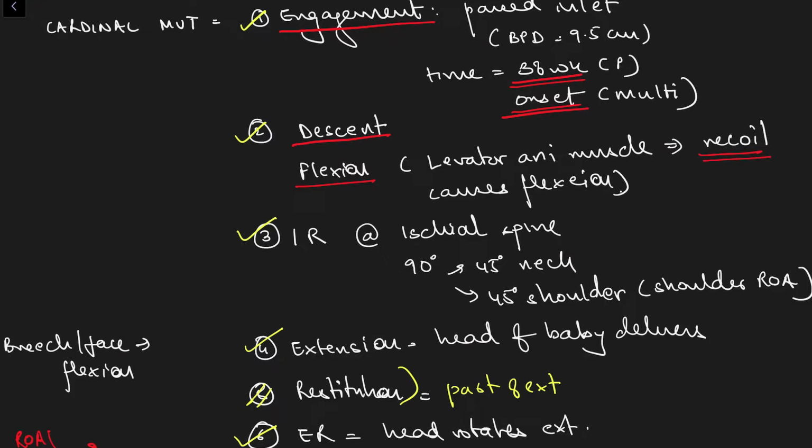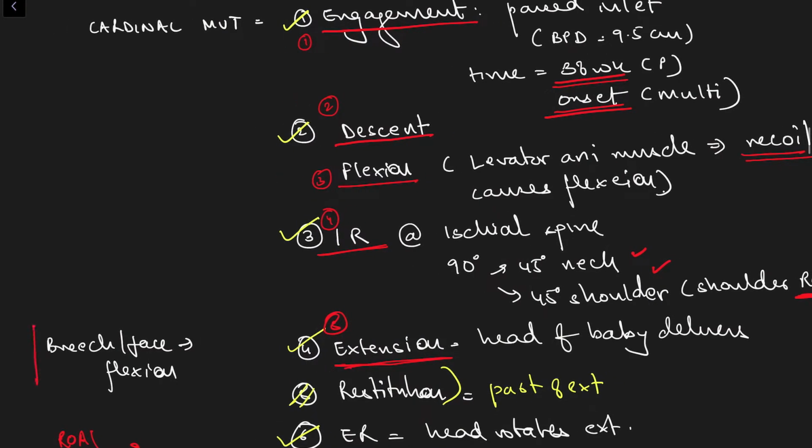Then the fourth movement is internal rotation. It occurs at the level of the ischial spine, and the baby moves through 90 degrees, 45 degrees for the head and 45 degrees for the shoulder, through which the shoulder comes to right occipito-anterior and the head lies at the direct occipito-anterior position. It is followed by extension. So this leads to the delivery of the head of the baby. Remember, in breech or face, the delivery of the head takes place by flexion.